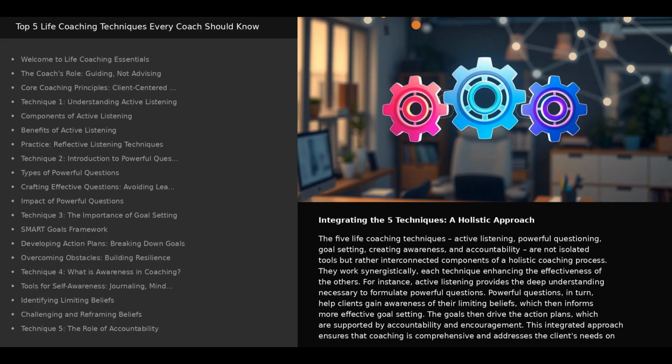For instance, active listening provides the deep understanding necessary to formulate powerful questions. Powerful questions, in turn, help clients gain awareness of their limiting beliefs, which then informs more effective goal setting. The goals then drive the action plans, which are supported by accountability and encouragement. This integrated approach ensures that coaching is comprehensive and addresses the client's needs on multiple levels.